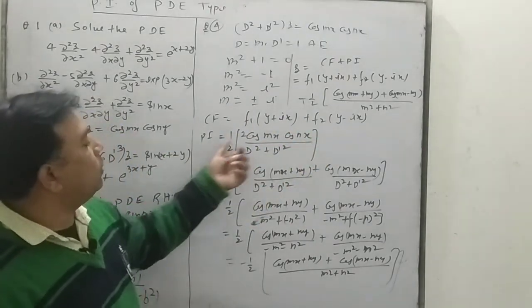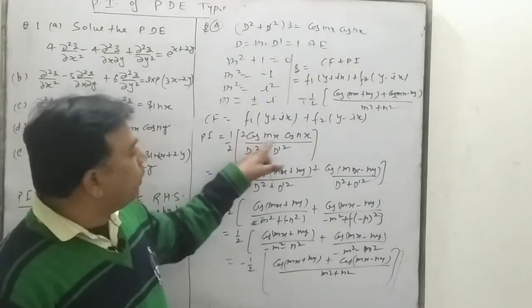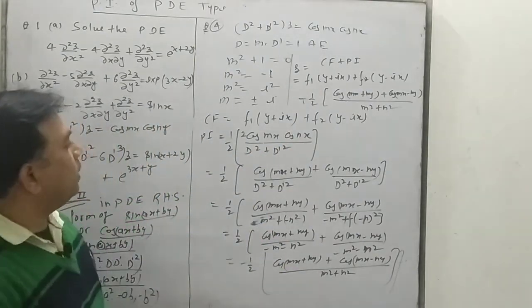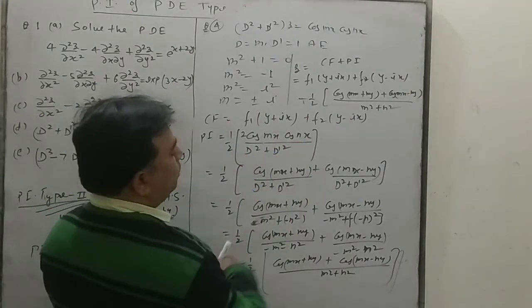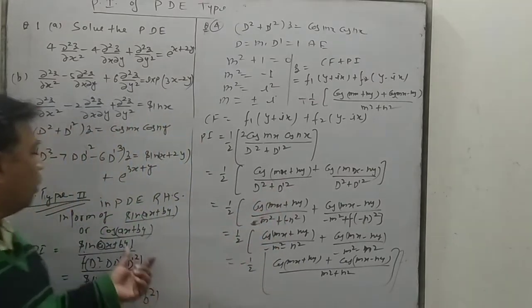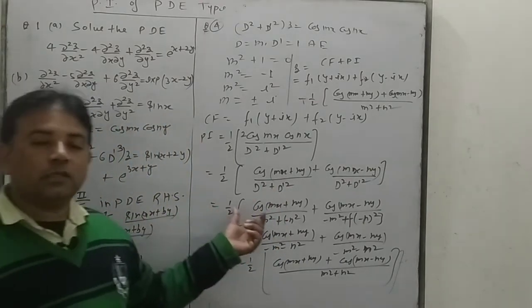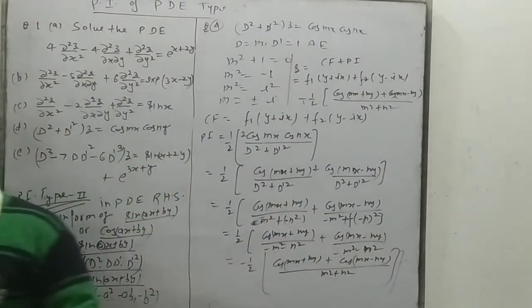After then, phi of this cos mx plus cos nx. But here two functions are a product, so we apply the formula 2 cos a cos b equals cos(a plus b) plus cos(a minus b). After then we apply the rule of sin(ax plus by). Understand? Please make a note.